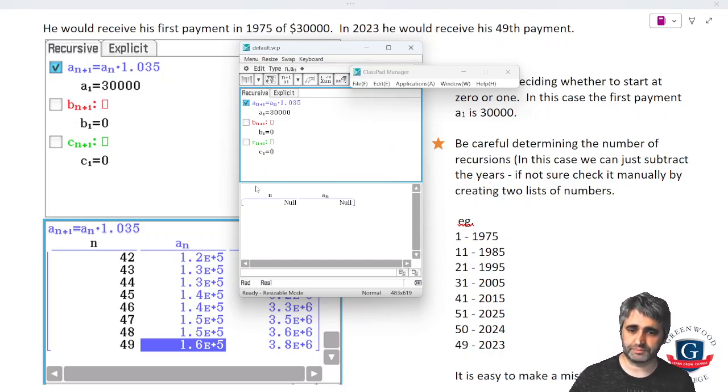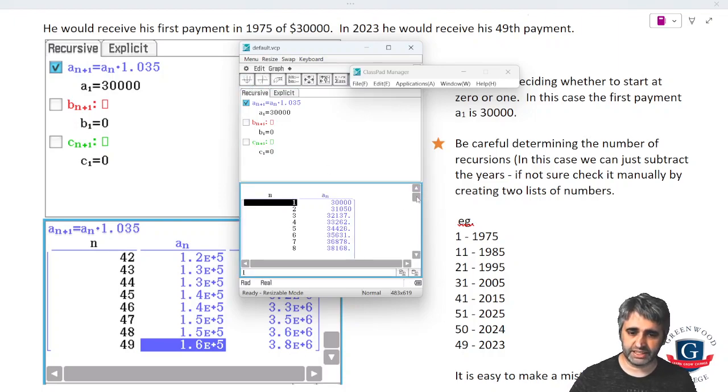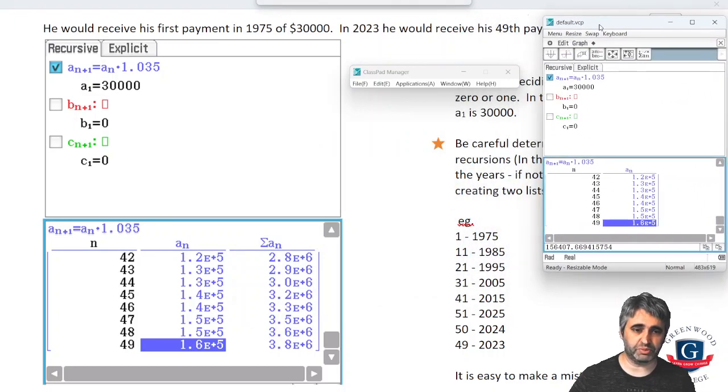Press the table button, and it starts spitting out all the values here. Nice and easy. And at 49, we get this horrible number here, but if we click on it, it tells us the number at the bottom, which is $156,407.67. So that's pretty good. He's getting a reasonable amount of money at that time.